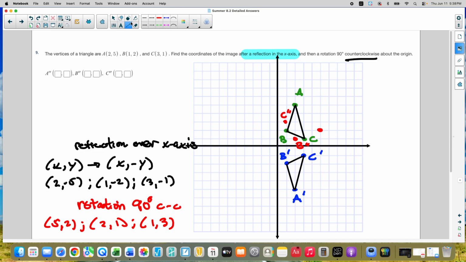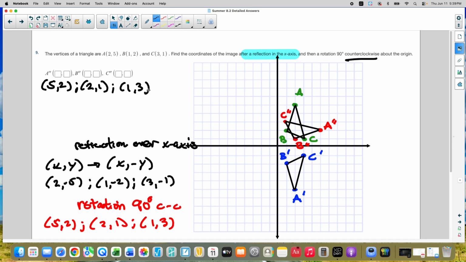And let's connect them and see if that draws my figure. Does my figure hold true to that rotation? And that's going to be A double prime. So if we took this figure and rotated it 90 degrees, did it hold position? Sure did. Yes, it did. So the answers are going to be 5, 2. This is going to be 2, 1. And this is going to be 1, 3.